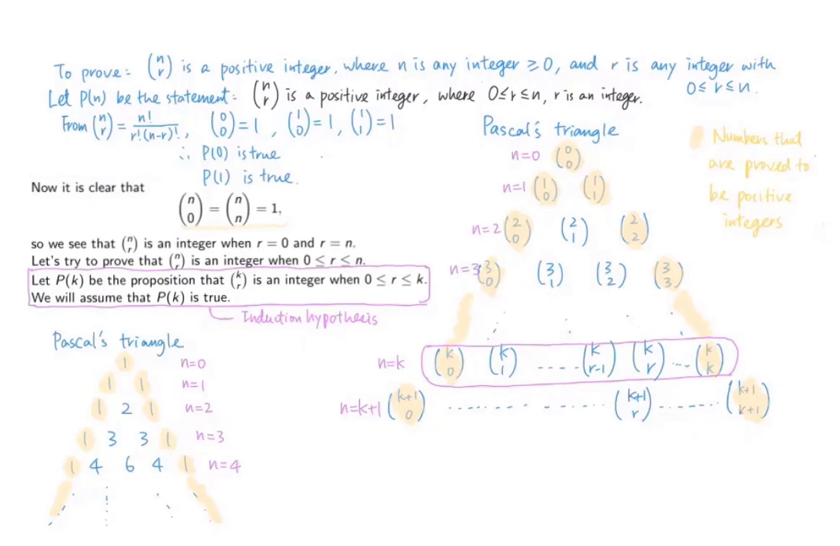Now for the induction hypothesis, let us assume that Pk is true, that is, the binomial coefficient k choose r is an integer when r is an integer between 0 and k, including these two endpoints 0 and k. This is the kth row in the Pascal's triangle, and we assume that all of them are integers. Again, be aware that we have already proved that the statement is true for the row when n equals 1.